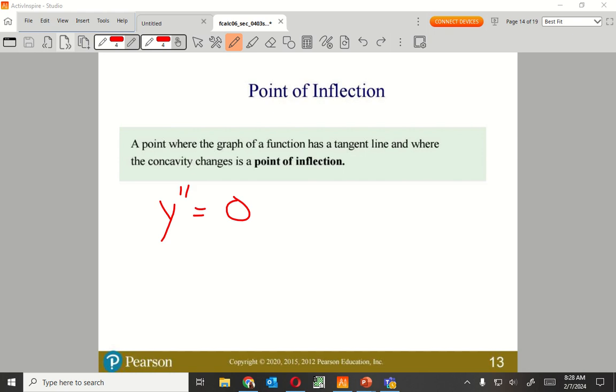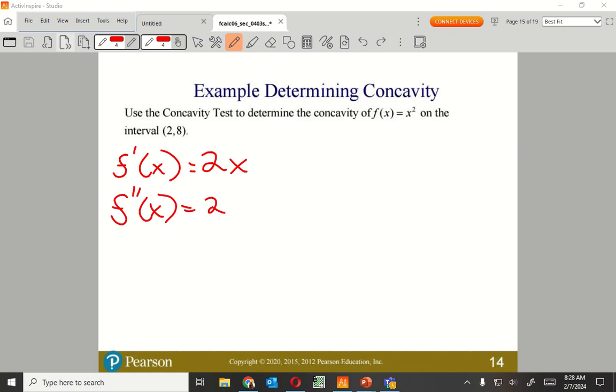Now, let's go back to what this function is. You already know what this function is. Parabola, quadratics. X squared is a parabola. We already know it's a parabola, right? So we should already know it's concave up, right?